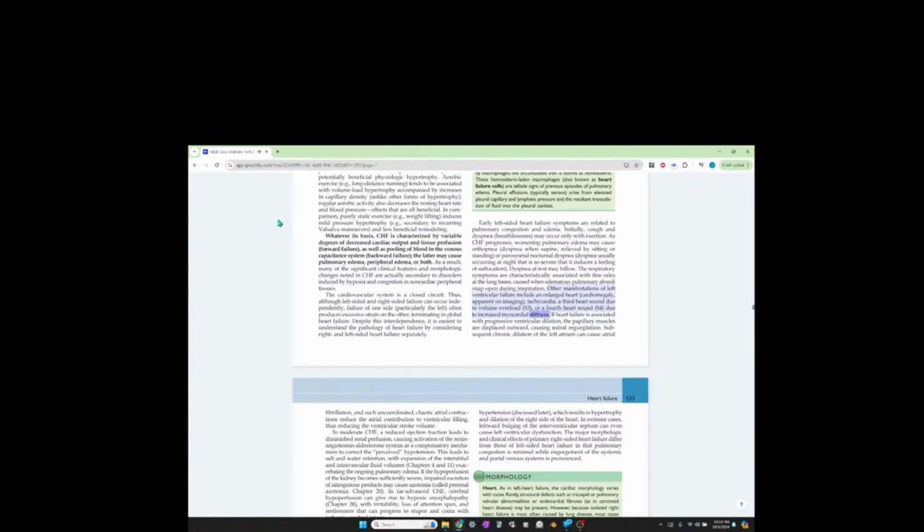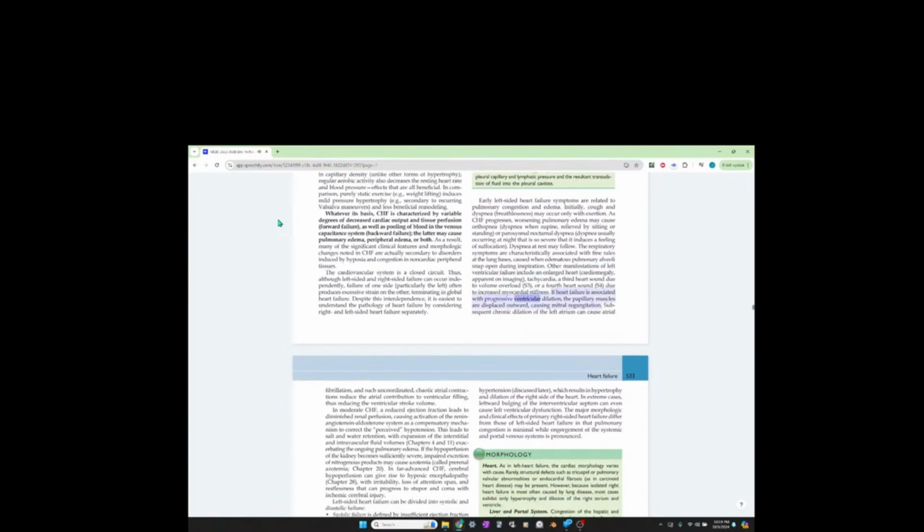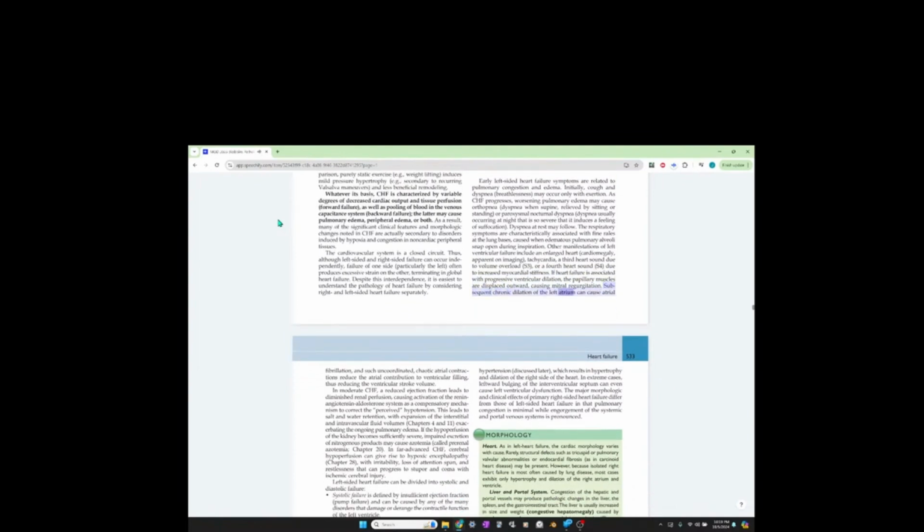If heart failure is associated with progressive ventricular dilation, the papillary muscles are displaced outward, causing mitral regurgitation. Subsequent chronic dilation of the left atrium can cause atrial fibrillation, and such uncoordinated, chaotic atrial contractions reduce the atrial contribution to ventricular filling, thus reducing the ventricular stroke volume.